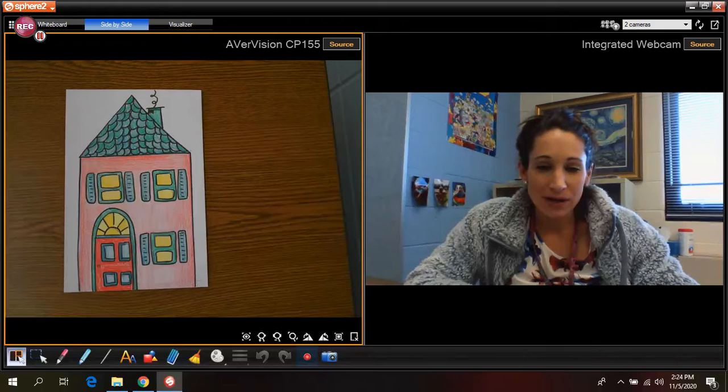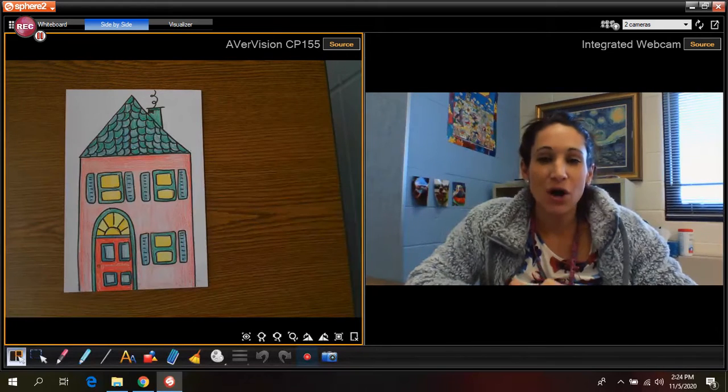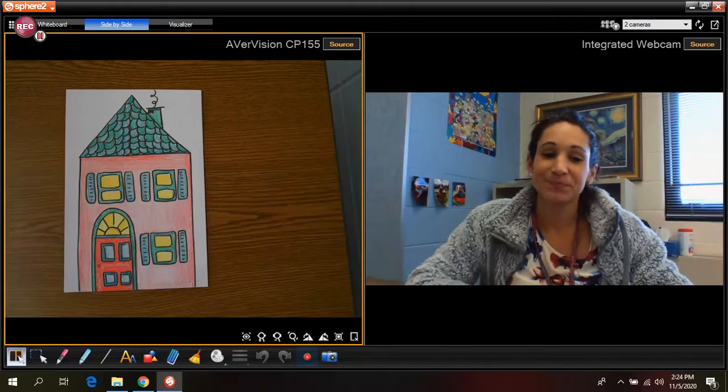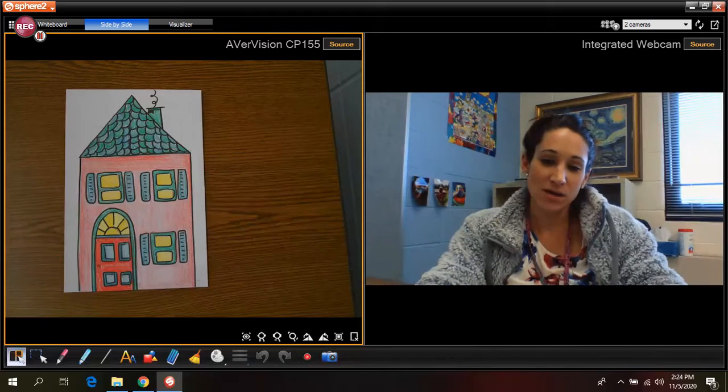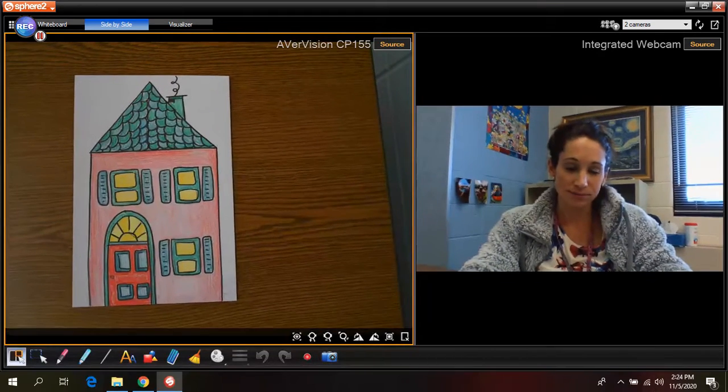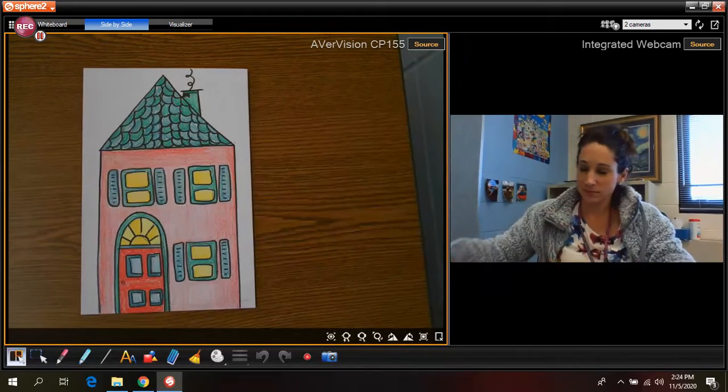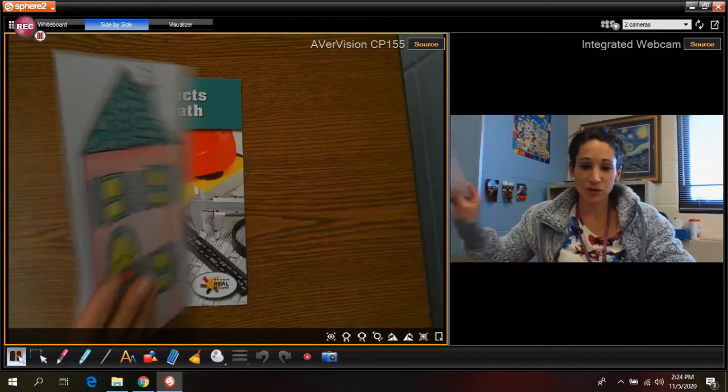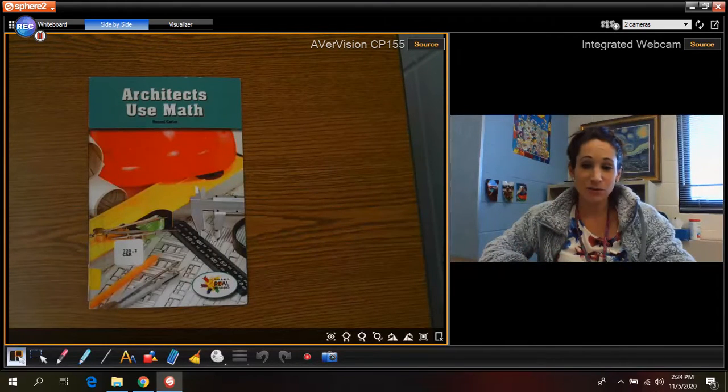So today we're going to be learning about something called architecture. Okay, so here is a picture of a house. And we're going to be reading a story called Architects Use Math.